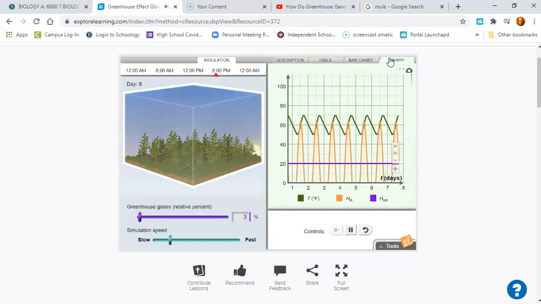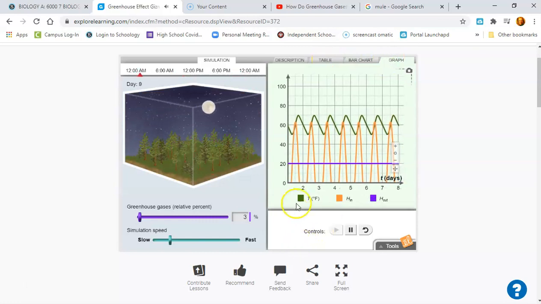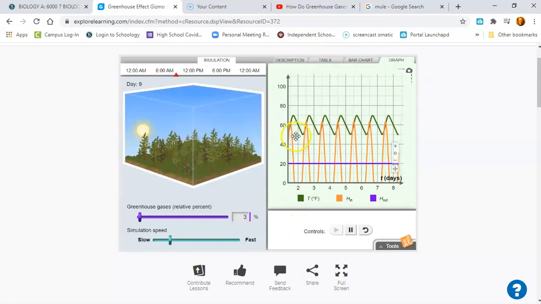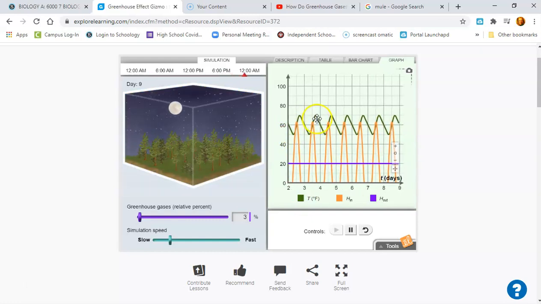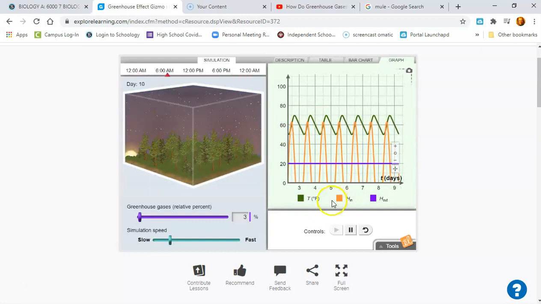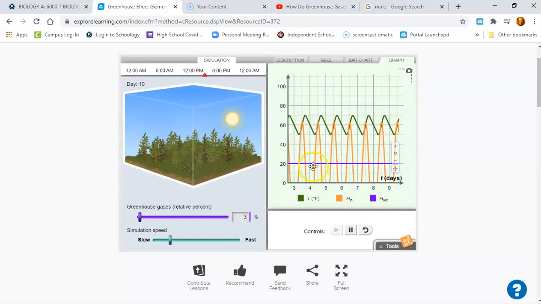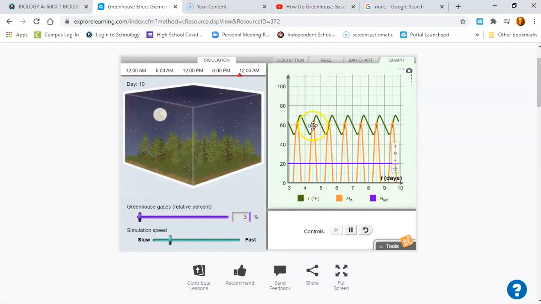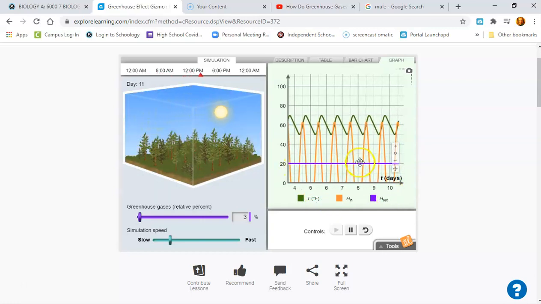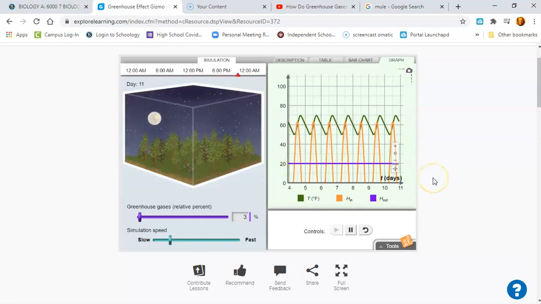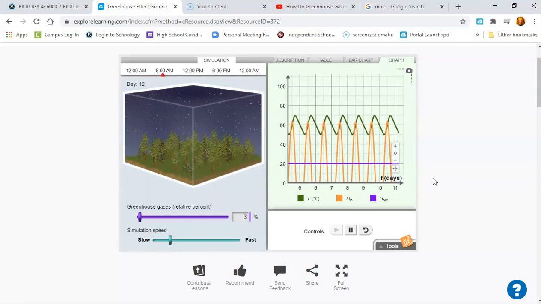With our graph here, you can see that the temperature in green goes up during the day, back down at night, up during the day, down at night. The heat going in kind of matches that. Sun goes up, sun goes down, and the heat going out is a flat line because it's staying the same. Okay, so this is just if everything stayed the same, normal.